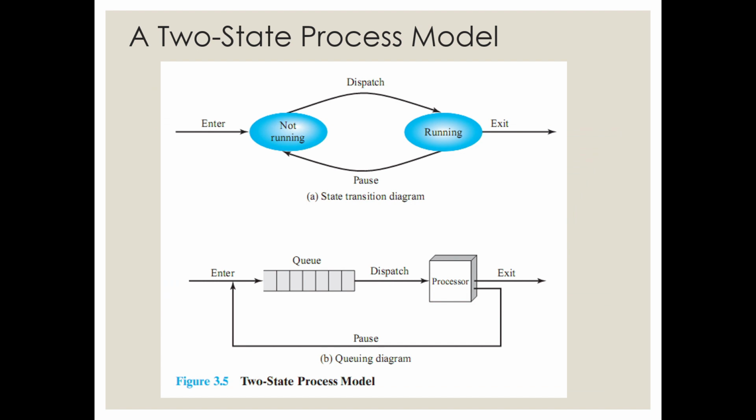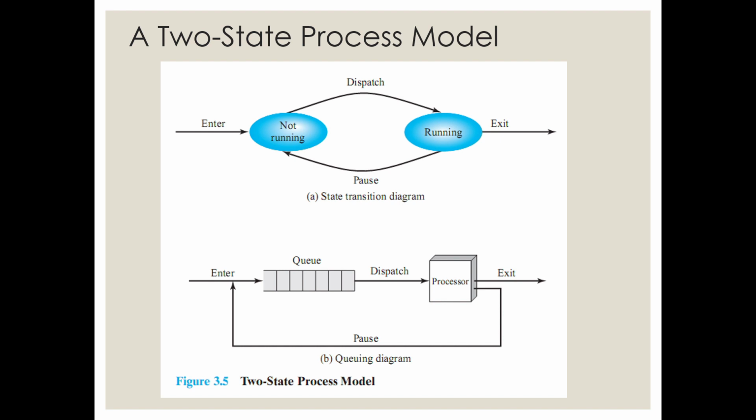A two-state process model. When you are entering into the dispatch, after we have entered, it will pause or play in the dispatch. After the process has been done, it will exit. So this is called the state transition diagram.